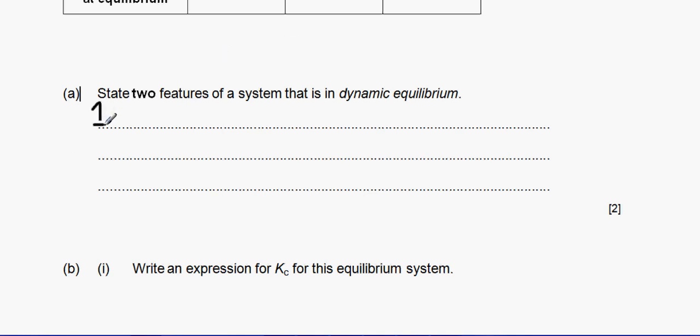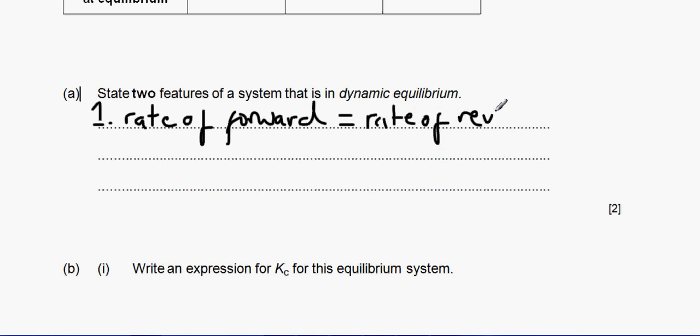Well, the first one, which you should just know, is that the rate of the forward reaction is equal to the rate of the reverse. Remember, dynamic. And the second one is that the concentration of the reagents and the products are constant. They're not the same, they're not equal, they're constant, and they constantly interchange between each other as well.